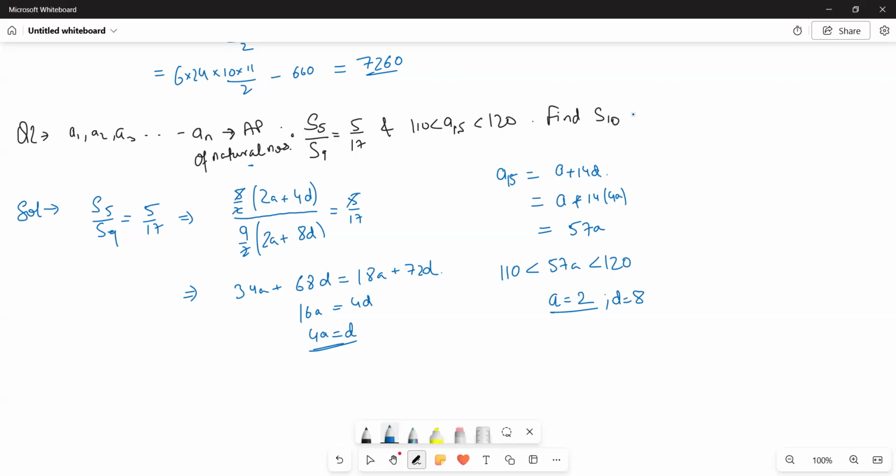Now what will be the sum of first 10 terms? 10 by 2 into 2A plus 9D. 9 into 8 is 72, 72 plus 4, 76. 76 by 2 is 38. 38 into 10, 380. That would be the answer, S10.